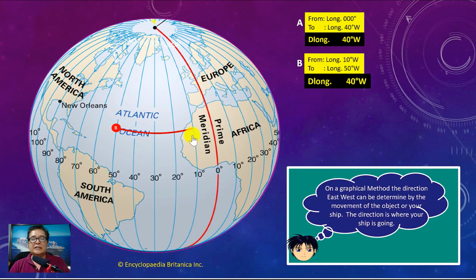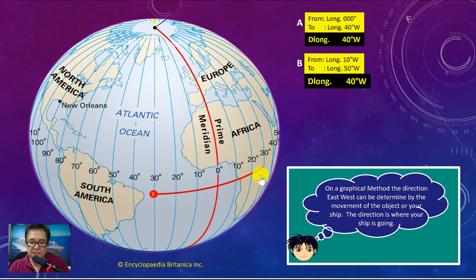Letter B is from 10 degrees west, going west to 50 degrees west. If you like to determine the difference of longitude, just count 10, 20, 30, 40. So 40 degrees going west. Let's have another letter example. Now letter C.